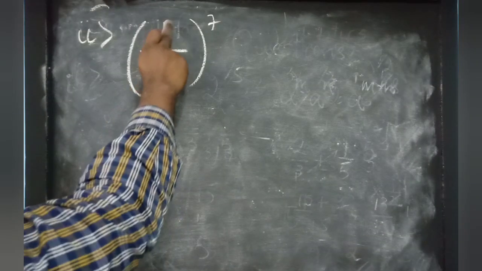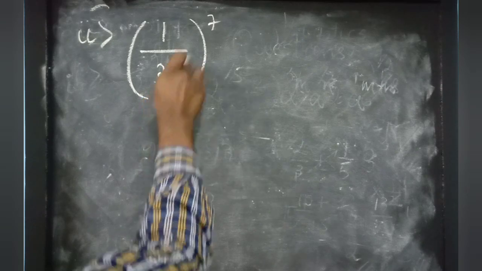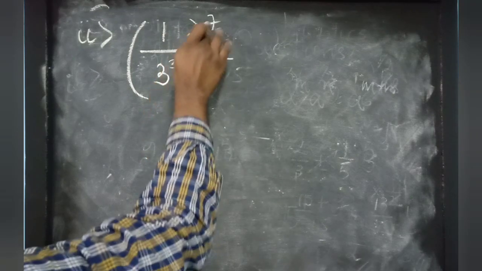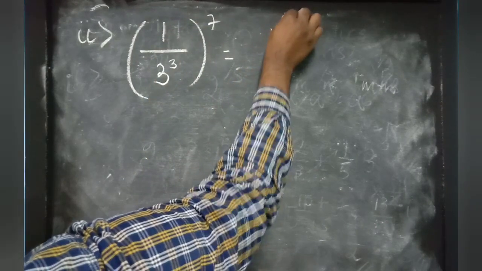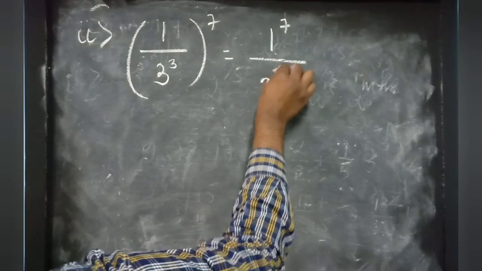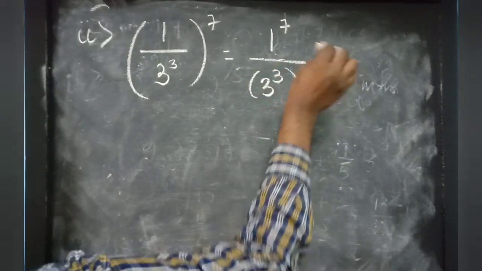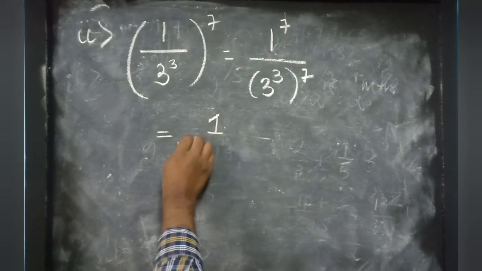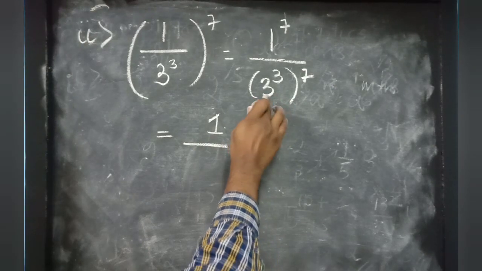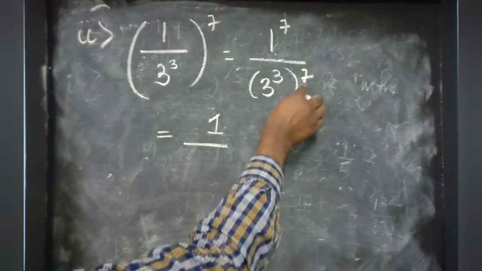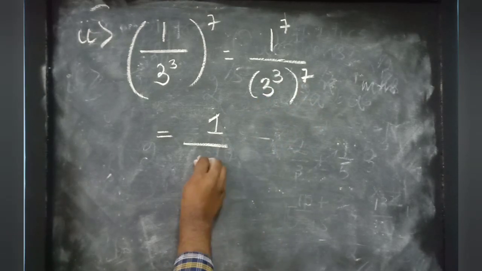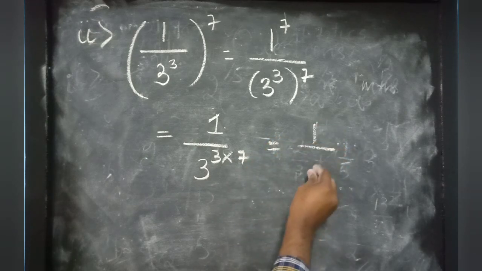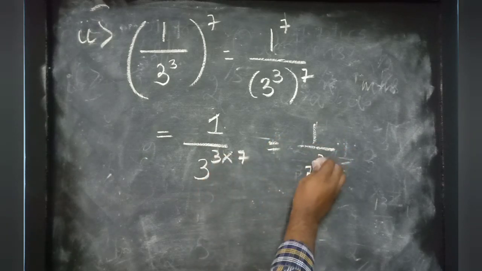Second question, 1 divided by 3 to the power 3 whole power 7. Individually I should use this power, that is 1 to the power 7 divided by 3 to the power 3 whole power 7. Now 1 to the power 7 is 1. Then by using the second law of exponents, a to the power m whole power n can be written as a to the power m into n, that is 3 to the power 3 into 7, which is nothing but 1 divided by 3 to the power 21, since 3 sevens are 21.